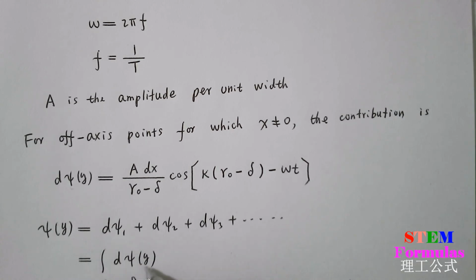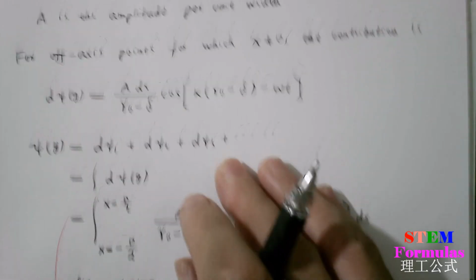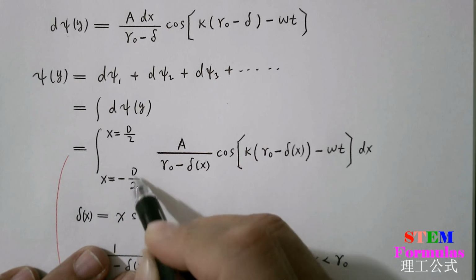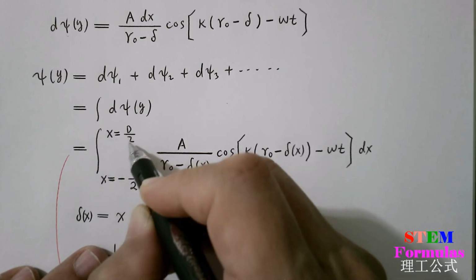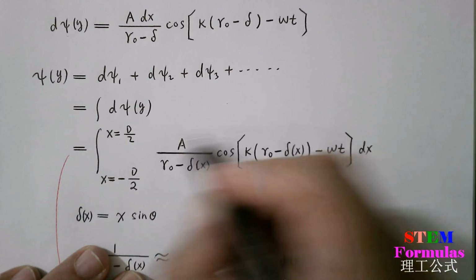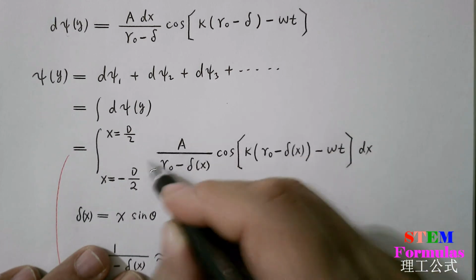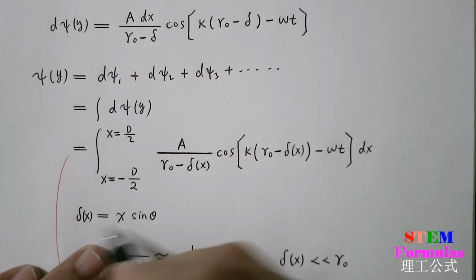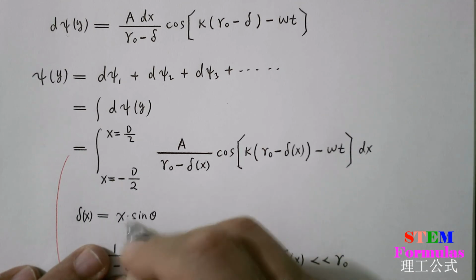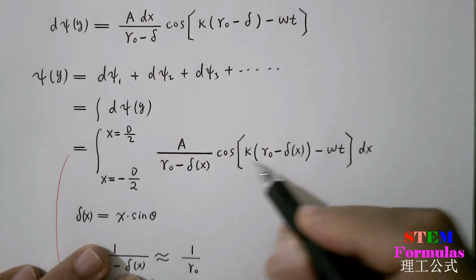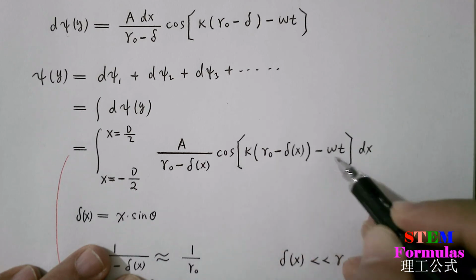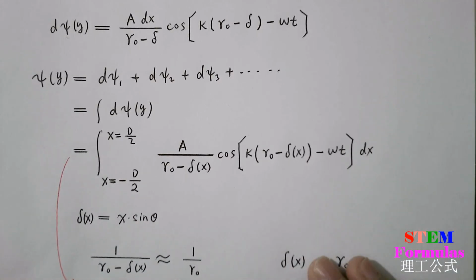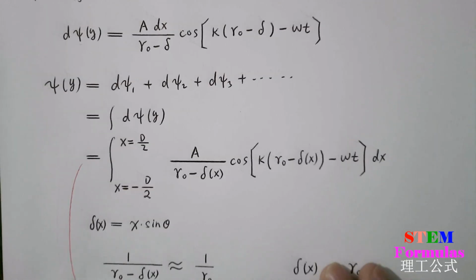So the integral of d psi y equals, from x equal to minus d divided by 2 to x equal to d divided by 2, the integrand a divided by R0 minus delta. Delta is a function of x: delta of x equals x times sine theta. So cosine of k times R0 minus delta minus omega t, dx. So we need to do an approximation.